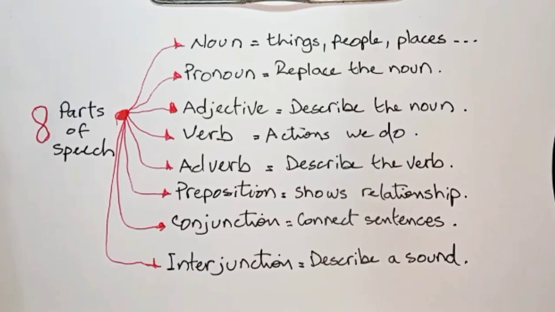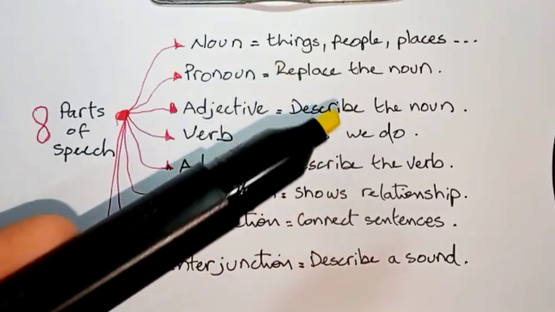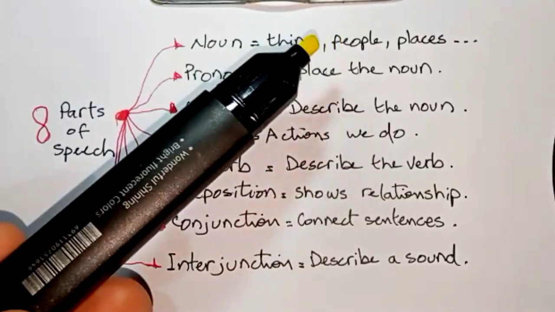So the first part on our list is a noun. What is a noun? A noun is a name of something, someone, or some place. Things such as furniture like table, chair, bed, mattress, etc. People like father, mother, grandfather, son, etc. Places such as hospital, school, mall, bank, park, garden, etc. So a noun is a name of something.